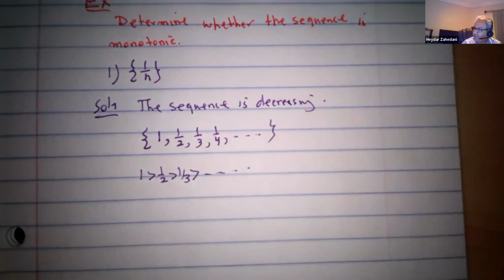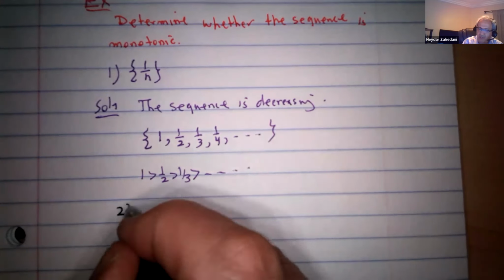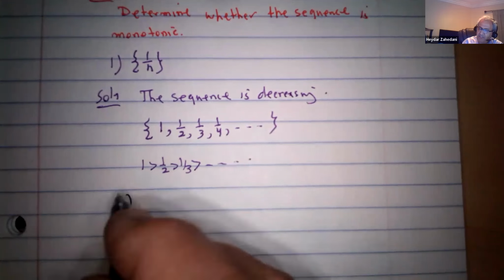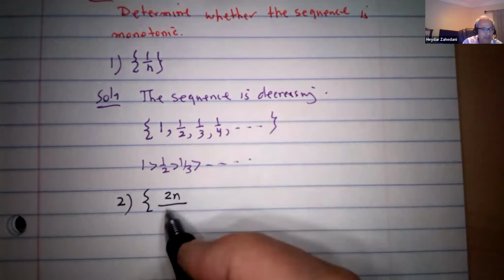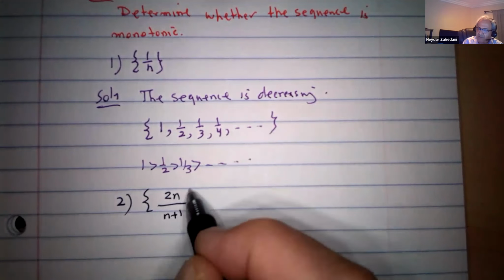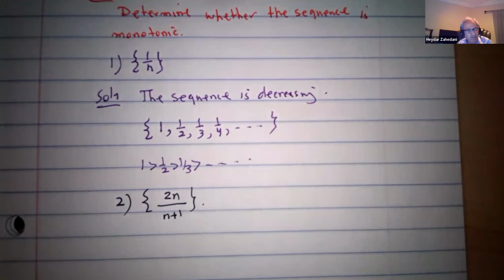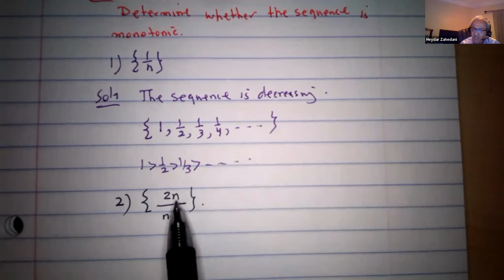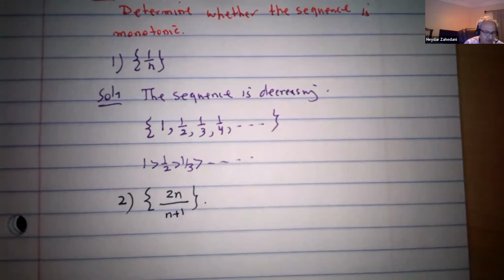Okay, so that was easy. But this is the type that we're going to see later on. The sequence is going to be 2n over n plus 1. So you can write a couple of terms to find out whether it's increasing or decreasing. Or the other way to do it is that a function is decreasing if the derivative is negative and increasing if the derivative is positive. So what you can do is change it to a function and check it with the derivative. But in order to differentiate, you cannot use the n, so you have to use x.